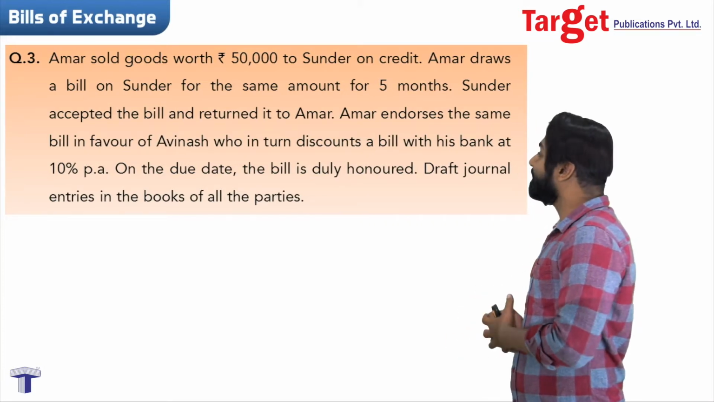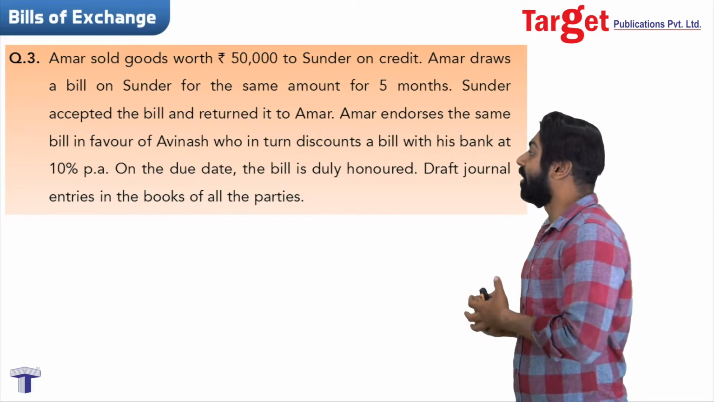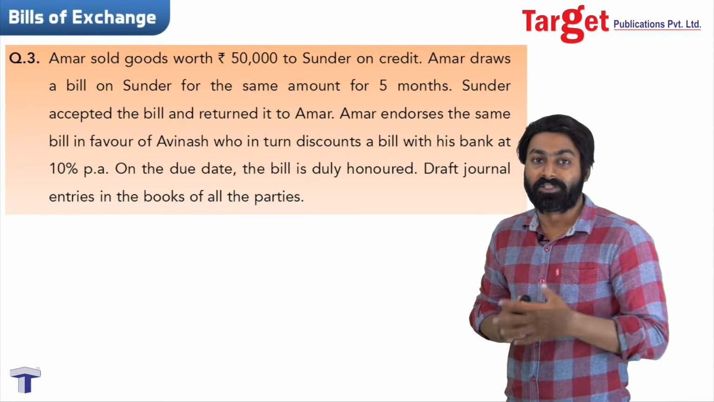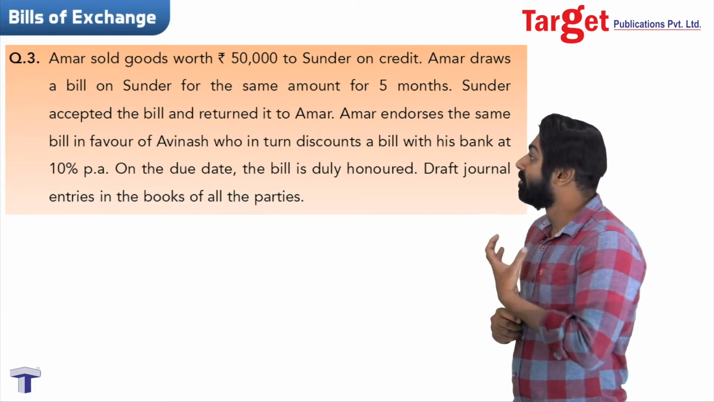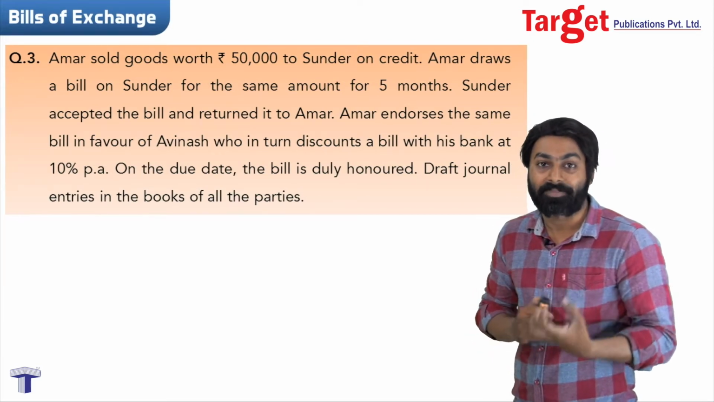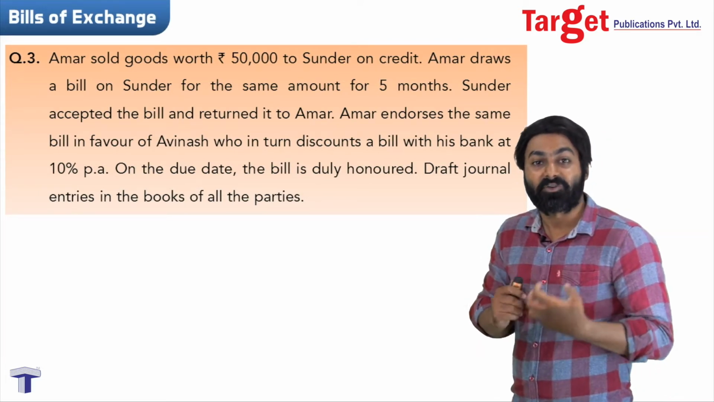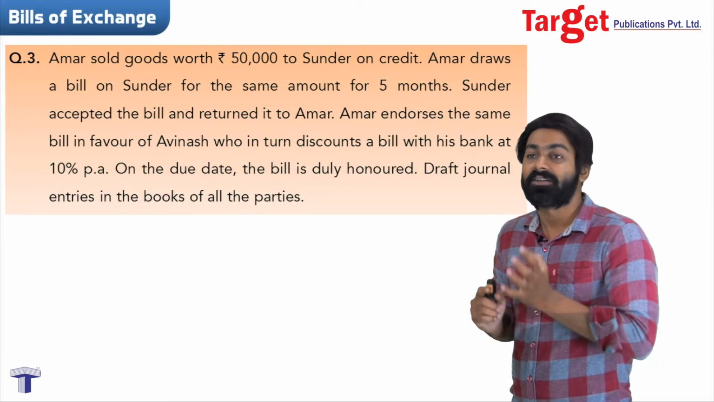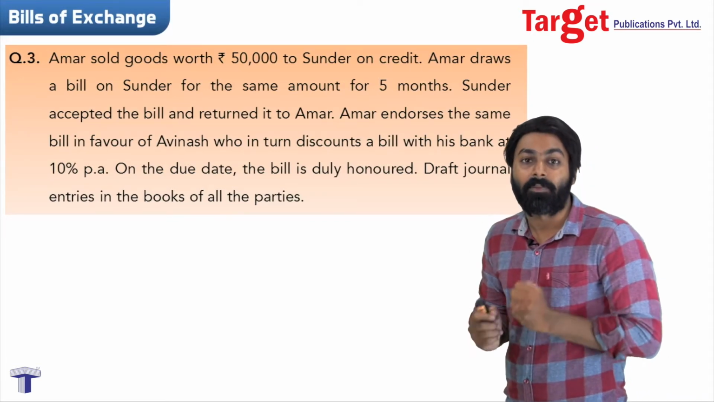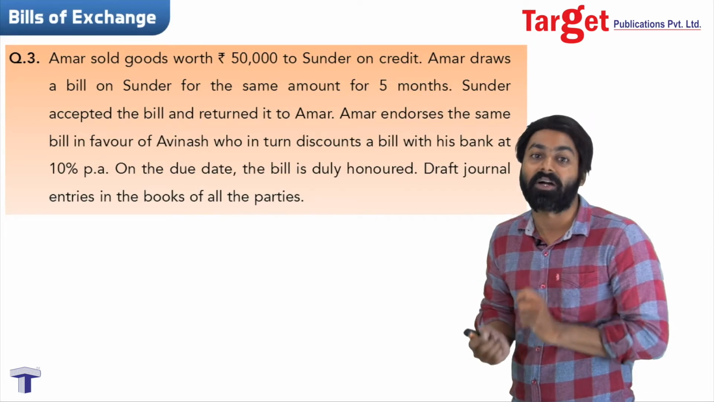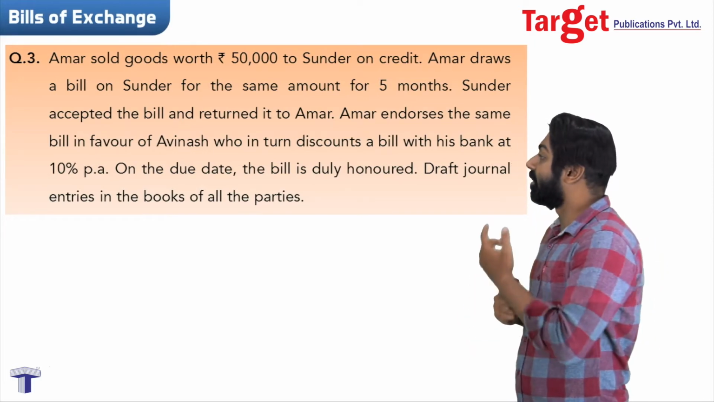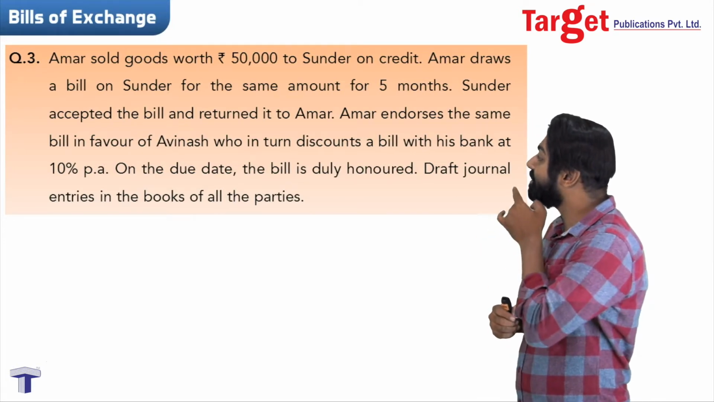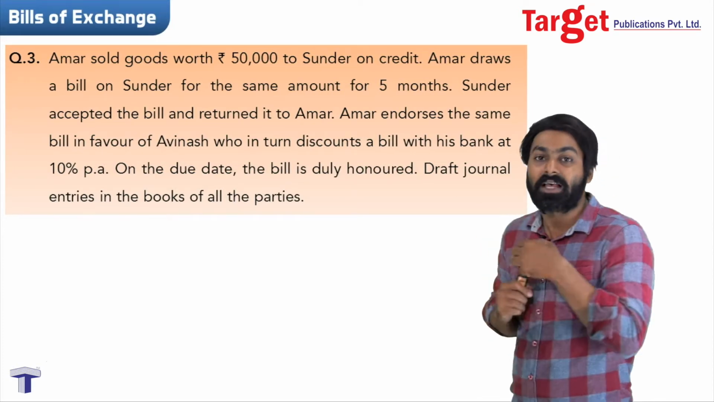Amar endorses the bill in favor of Avinash. Now here there's a twist. The bill was drawn by Amar, then it was accepted by Sundar, then it was given back to Amar after acceptance. But now what does Amar do with that bill? Amar endorses. That means Amar transfers this bill in favor of Avinash. And then Avinash in turn discounts the bill with his bank.